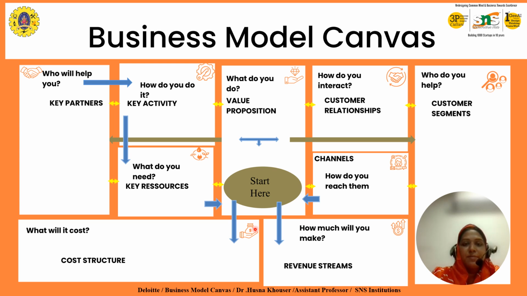The customer segment is the target user or clients, and the value proposition is the unique value offered. Channels are the delivery or communication methods. Customer relationship is the engagement strategy. Revenue stream is the income generation mechanism. Key resources are the assets required. Key activities are the core operations. Key partnership is external collaboration, and cost structure is the major cost drivers.